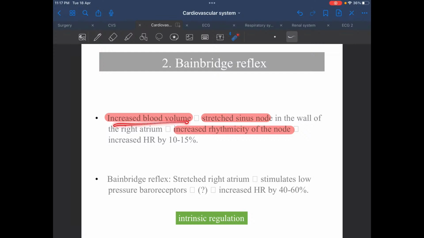Bainbridge means that whenever we're going to see an increase in the blood volume, that's going to stretch the SA node, and that's going to increase the rhythmicity of the SA node. That's going to increase the heart rate. That's known as a Bainbridge reflex. Simple. Stretch right atrium. That's going to stimulate low pressure baroreceptors which are present in the right atrium. High pressure baroreceptors are in the carotid and your aortic sinus. Whenever the low pressure baroreceptors get stretched, that's going to increase the SA-nodal discharge, and this reflex is known as the Bainbridge reflex. Okay?